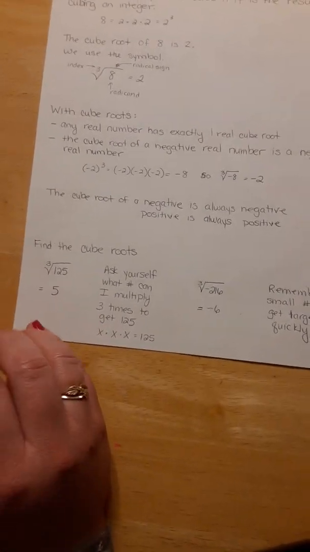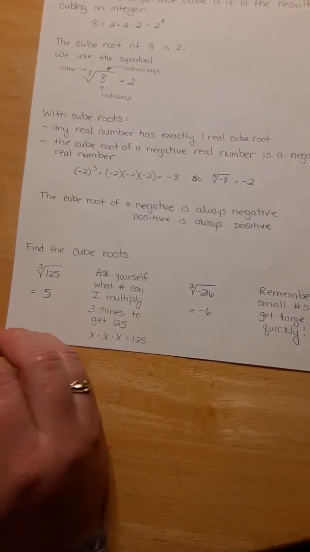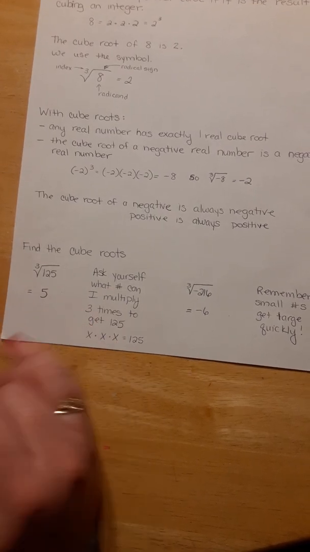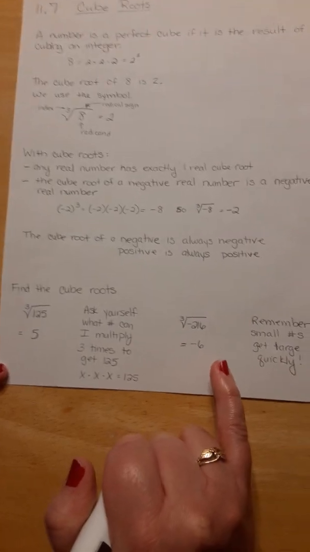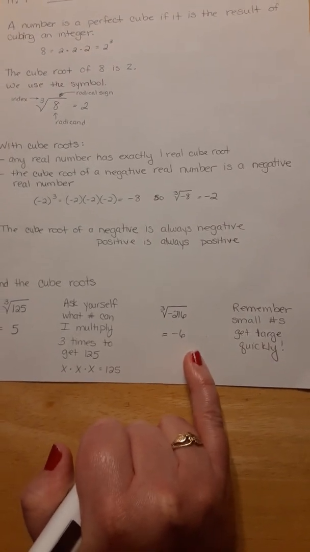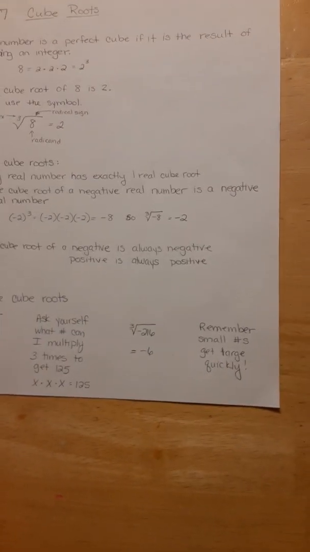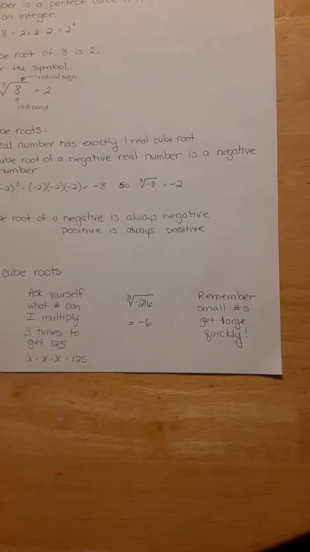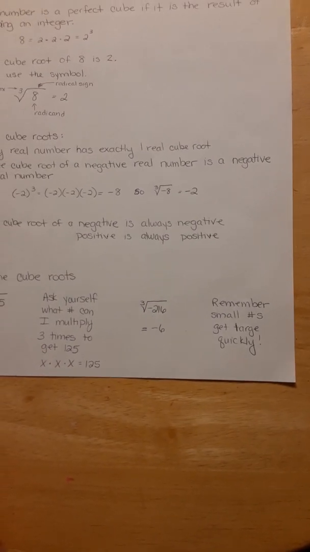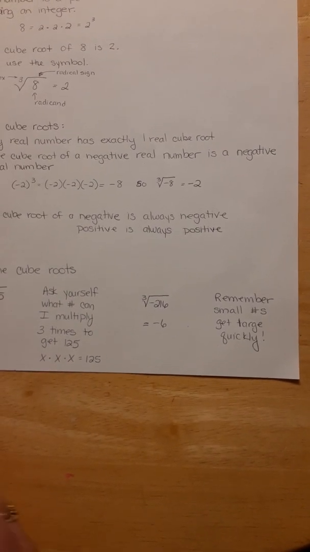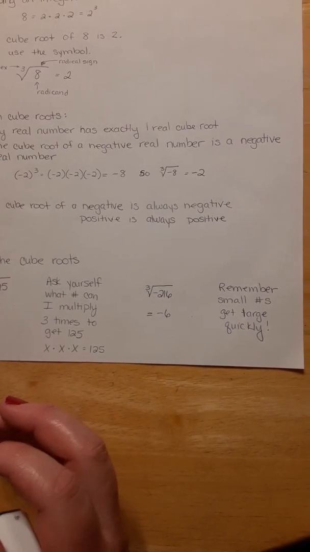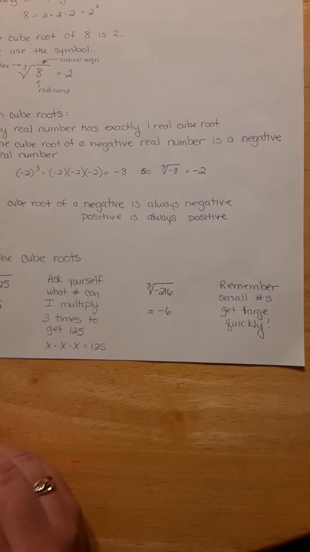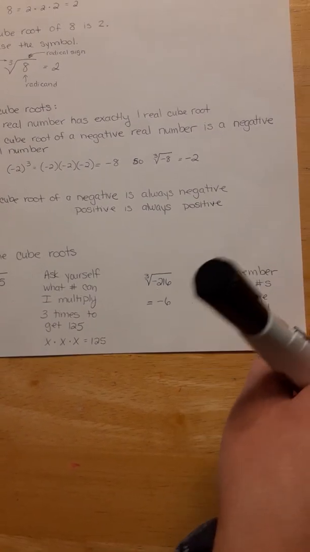And remember, they get high very quickly. So I would start off with trying 6. And once I put -6 times -6 times -6 into the calculator, I find out that my answer is -216. So some people like to say it's trial and error. It is, but we're going to make logical guesses of what we want to try. Remember, it gets very large very quickly.